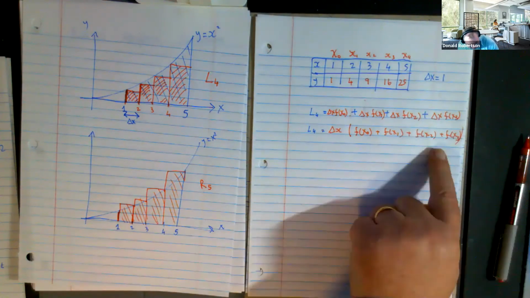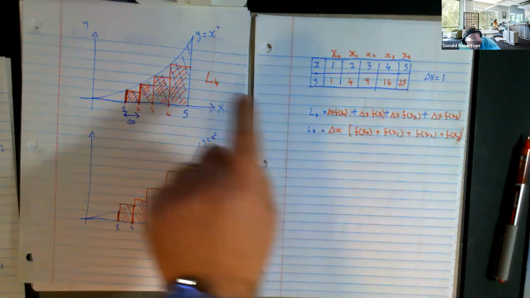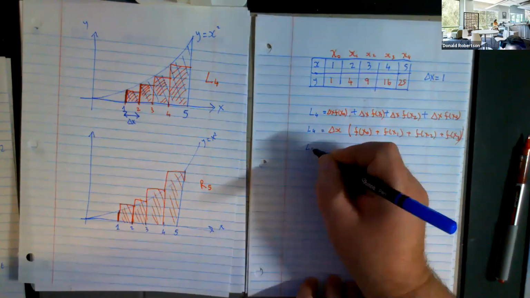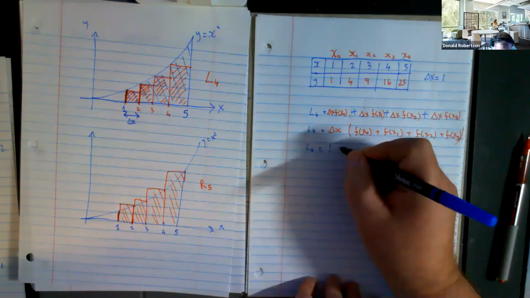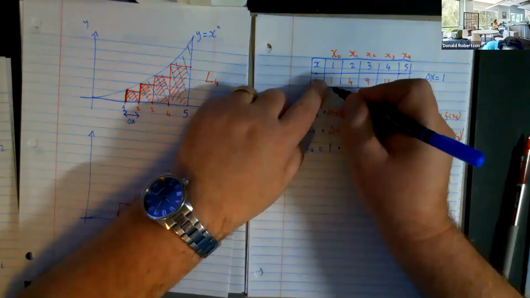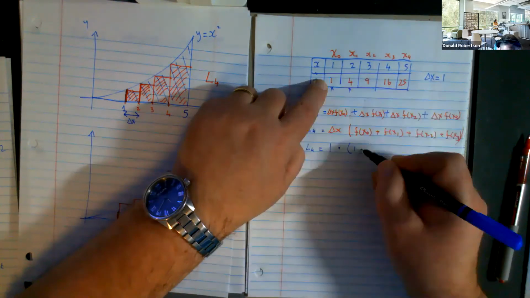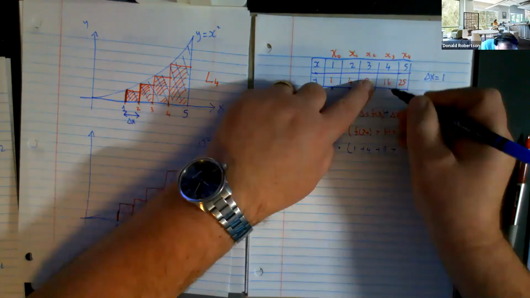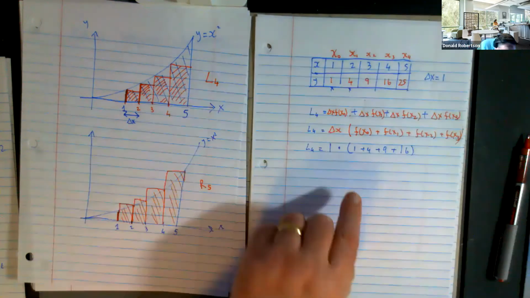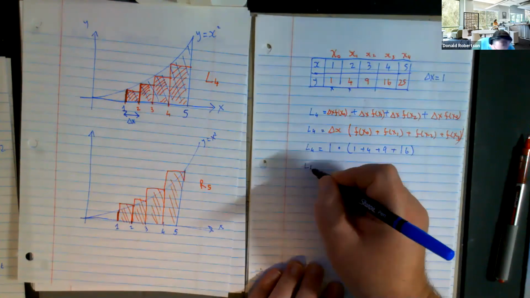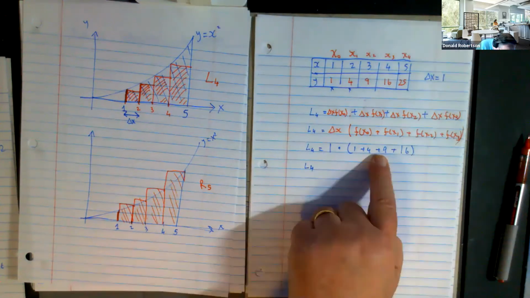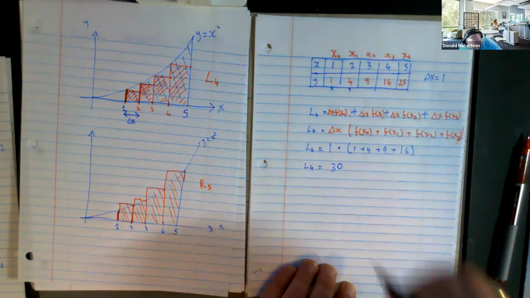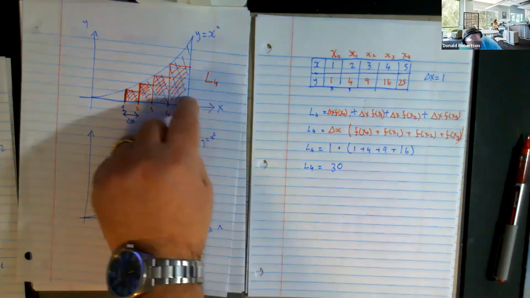So if I can evaluate this, that's the same thing as getting these 4 rectangles. So here it goes. Delta x is 1 times that guy, that guy, that guy, and lastly that guy. And you put them together and you get 1 times 30. You get 30. So the area of these 4 rectangles is 30.